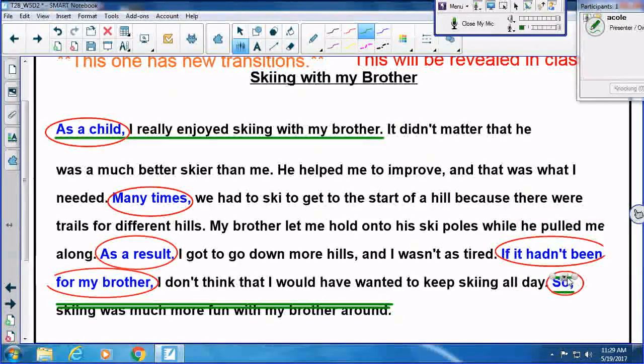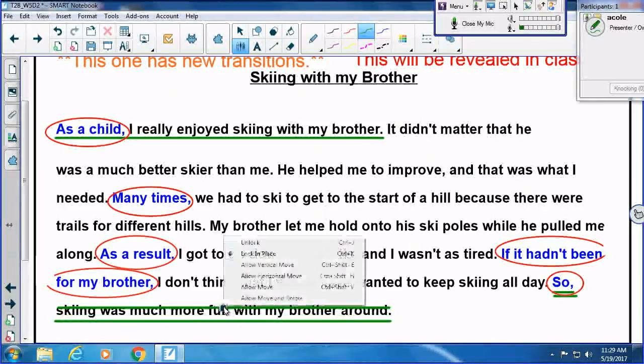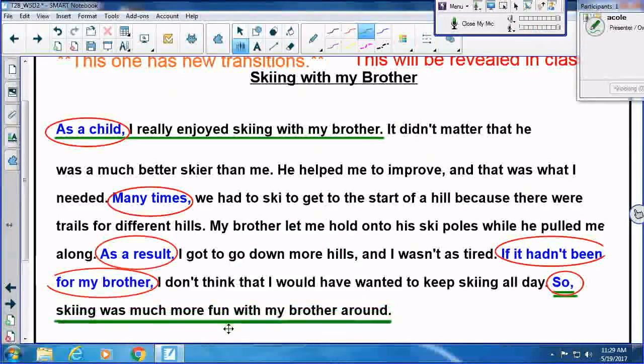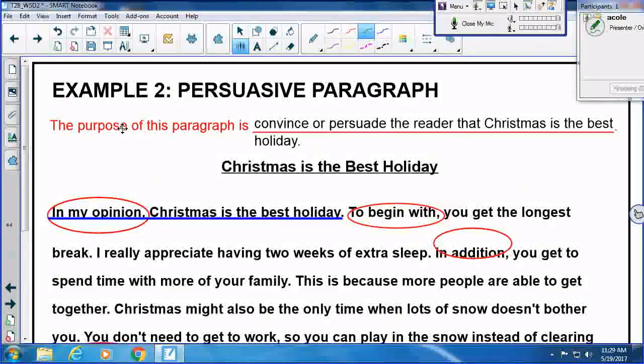So you don't necessarily have to use specific ones, just whichever ones will work for you. All right, let's go on to the next paragraph now. So this is a persuasive paragraph now. The purpose of this paragraph is to convince or persuade the reader that Christmas is the best holiday.